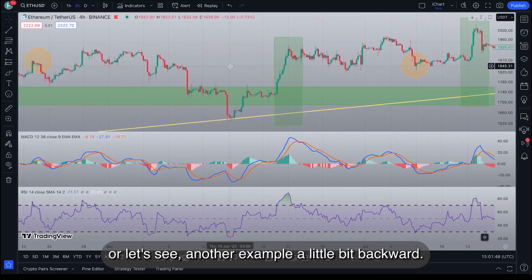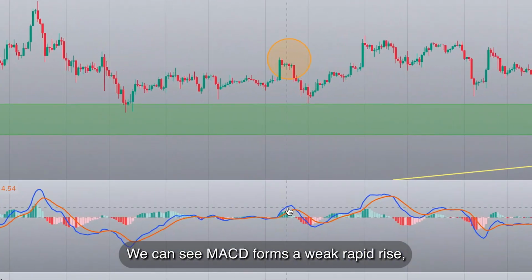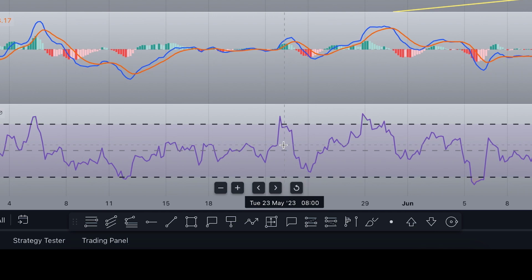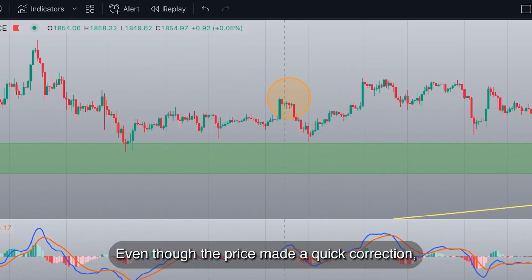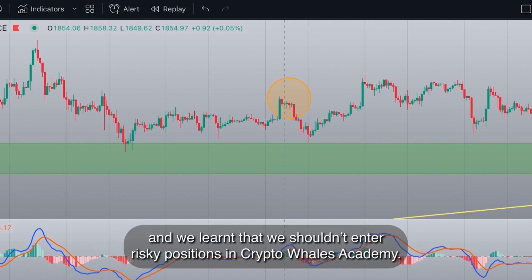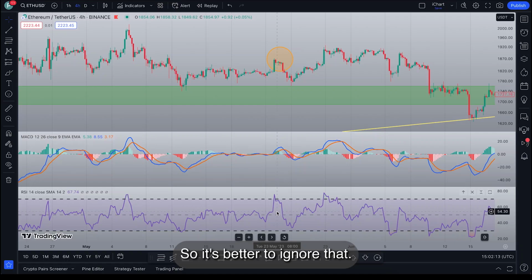Or let's see another example a little bit backward. We can see MACD forms a weak rapid rise, but the RSI line actually doesn't show that. Even though the price made a quick correction, the position here won't have a good risk or reward ratio. And we learned that we shouldn't enter risky positions in Crypto Whales Academy. So it's better to ignore that.